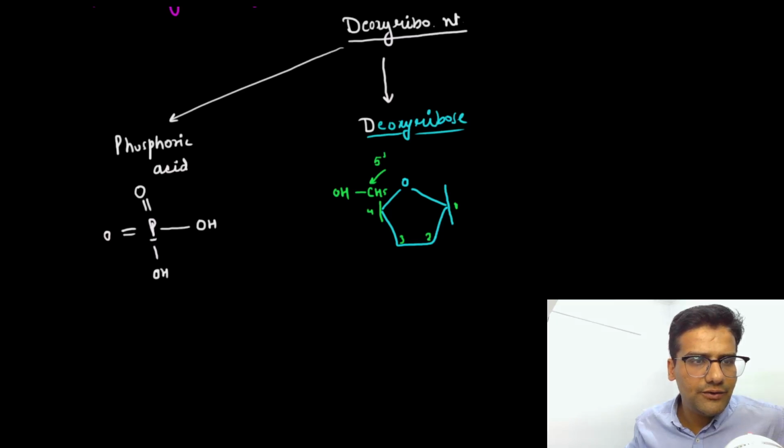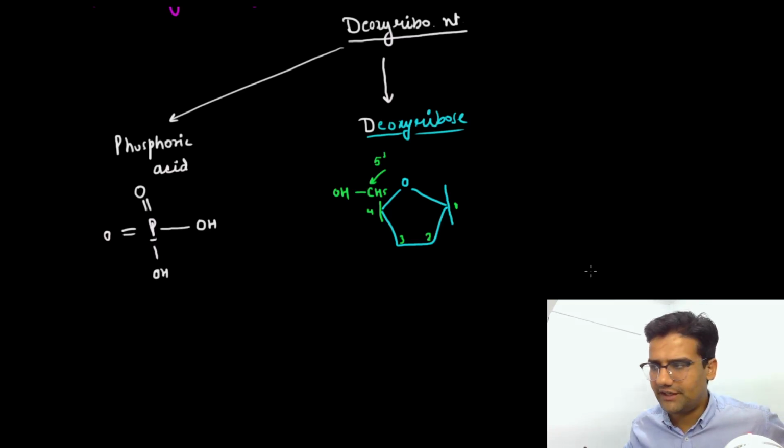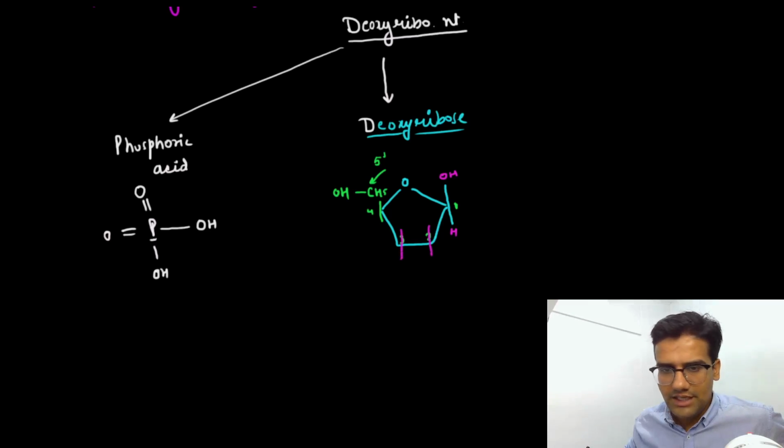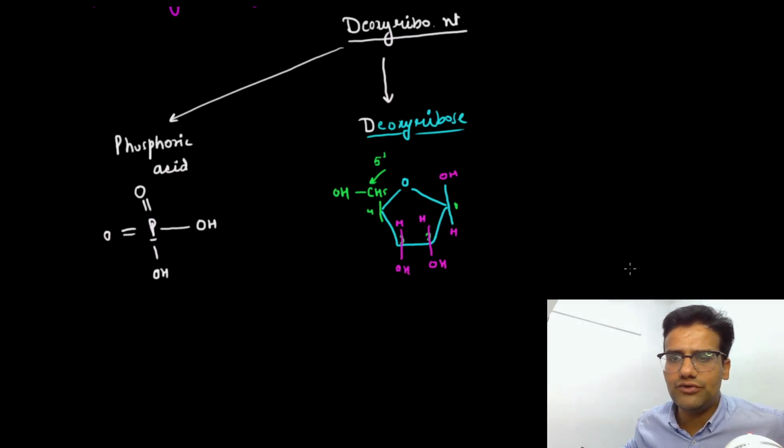If we talk about this, the first carbon is attached to a hydroxyl group, and so are the second carbon and the third carbon. This carbon is attached to the hydroxyl group, this carbon is attached to a hydrogen, this carbon is attached to a hydroxyl group. So this is the basic structure of a ribose sugar. I am not making deoxyribose sugar, I am making ribose sugar.